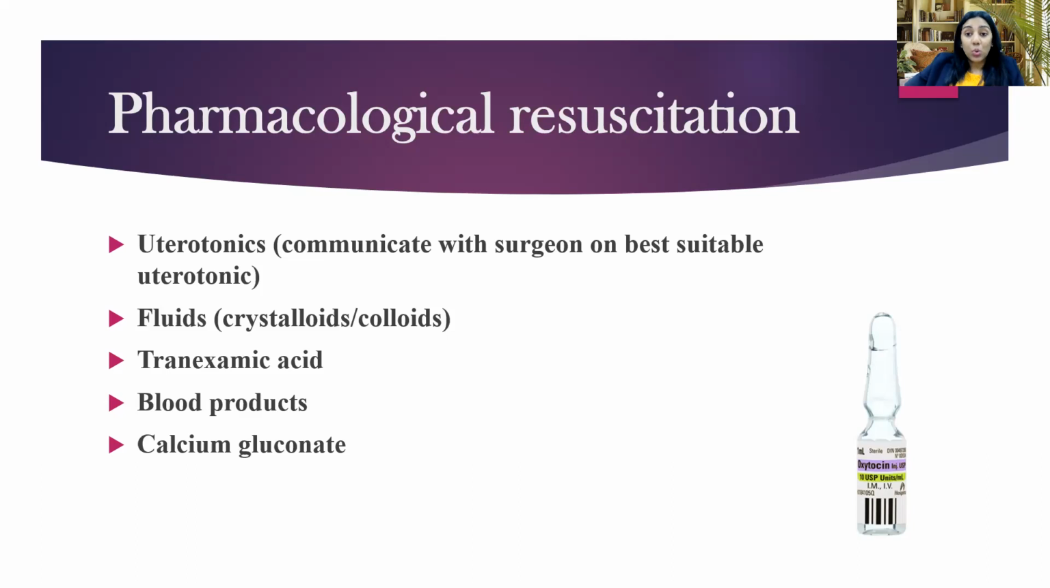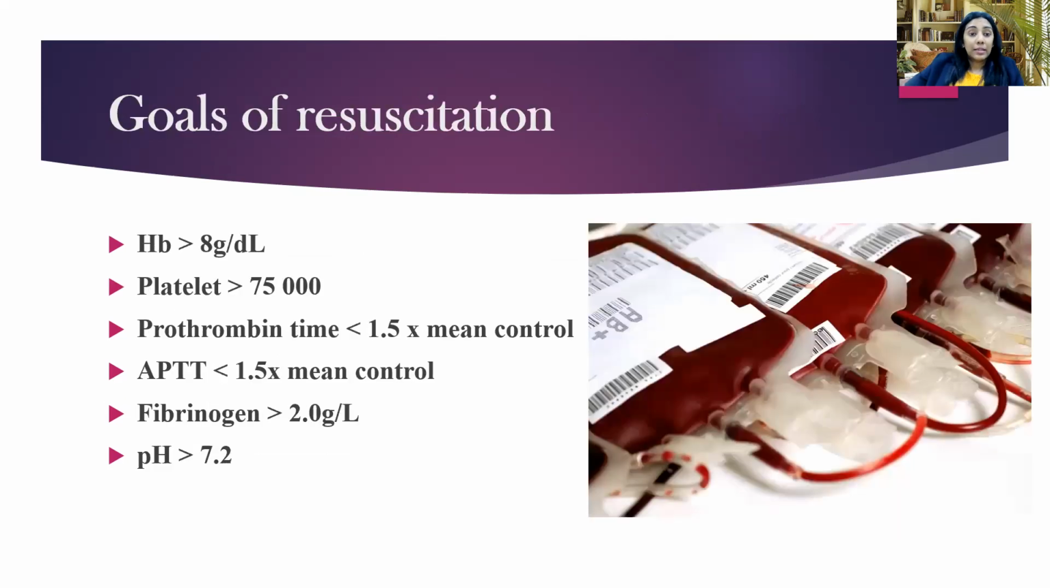Pharmacological resuscitation is also important. Your uterotonics should be given early, especially in uterine atony; communicate with the surgeon on the best suitable uterotonics. Give your fluids, which can be crystalloids or colloids. Tranexamic acid has been proven to reduce mortality from postpartum hemorrhage by 30%. Blood products are important, and sometimes calcium gluconate is necessary as it can also help in activating your clotting factors in the liver.